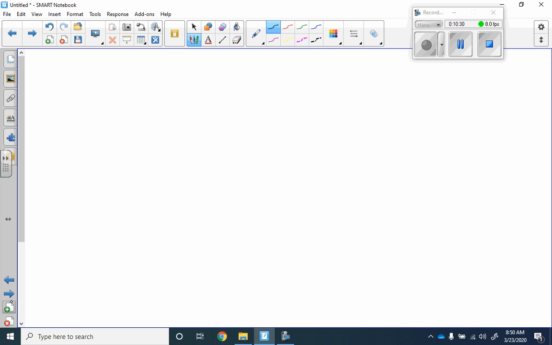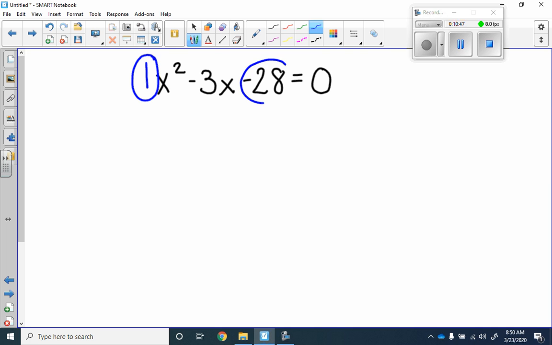All right, let's take a look at another example. We're going to take x squared minus 3x minus 28, and this one I'm going to set up as an equation. So what we're going to do here is actually solve this out. I'm going to take the 1 that I have as well as the negative 28 and multiply those together. So 1 times negative 28 gives us negative 28.